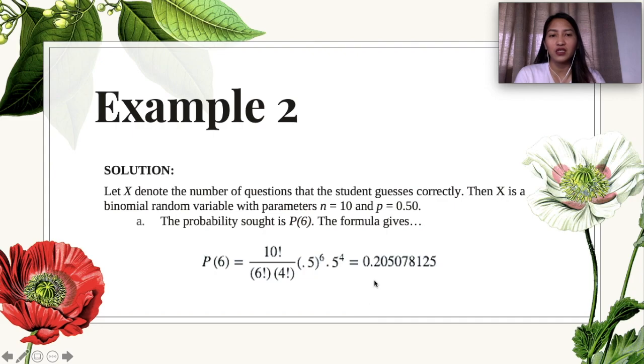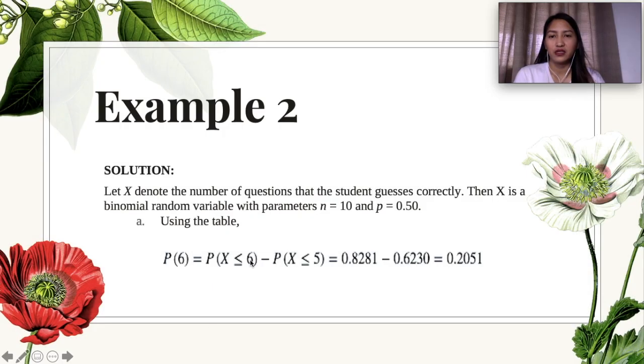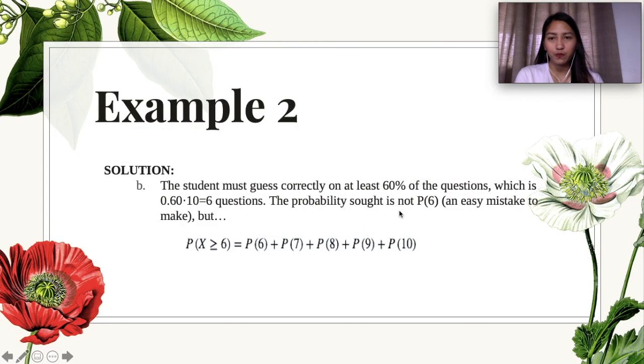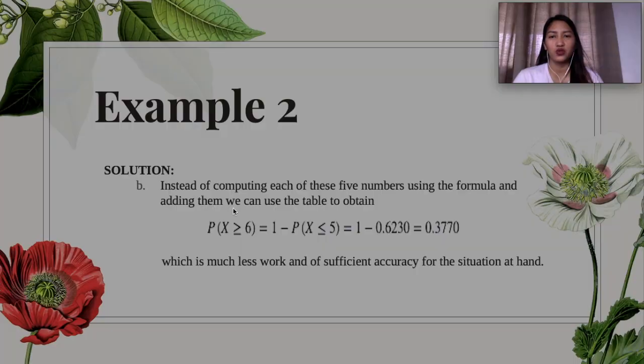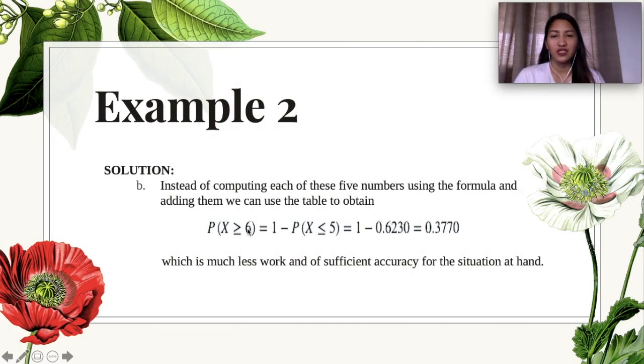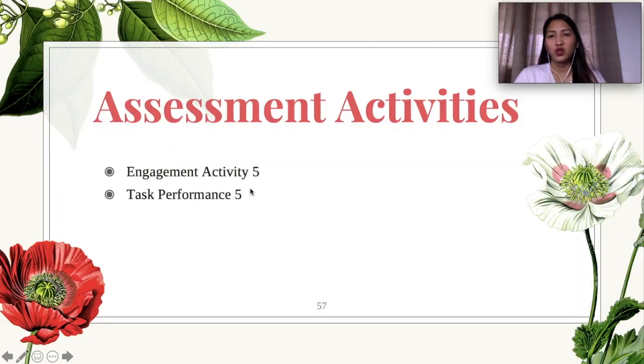Okay? So, the formula gives this. Okay. So, this is the final answer where x is less than or equal to 6. So, this is your probability. If x is greater than or equal to 6, all of the probabilities up to P10. Okay, the student must guess correctly on at least 60% of the questions, which is 0.60 times 10 is equal to 6 questions. Okay, so if it's greater than 6, then here is the value. Okay, so this is the formula in Excel.